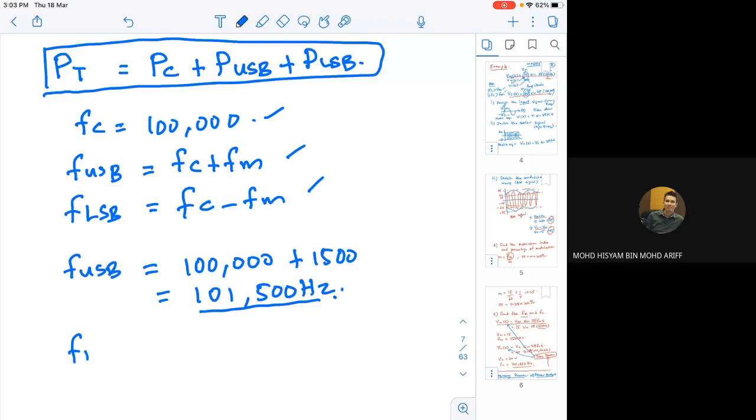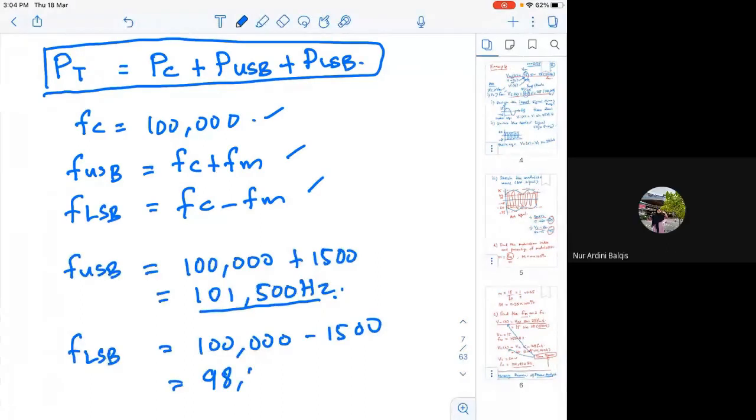Then how about the F lower sideband? F lower sideband equals 100,000 minus 1,500. Don't worry, this is the first class. If you don't understand, after this you will understand. So F lower sideband equals, what's the value? Calculate. 100,000 minus 1,500 is 98,500.